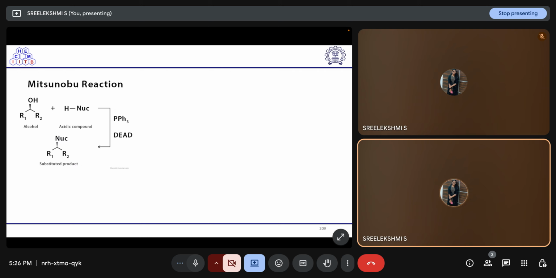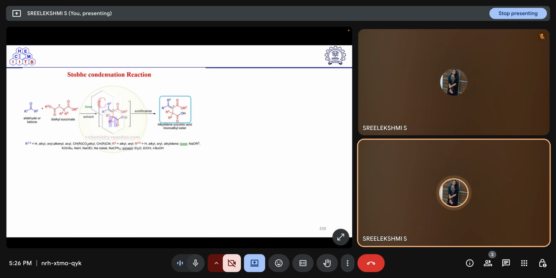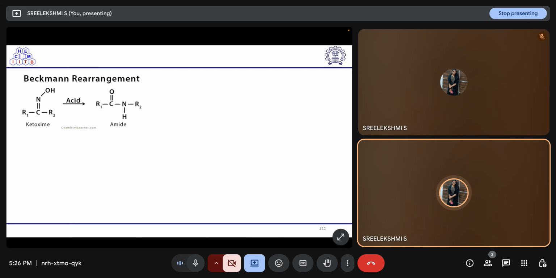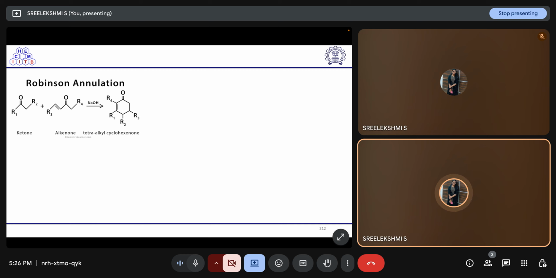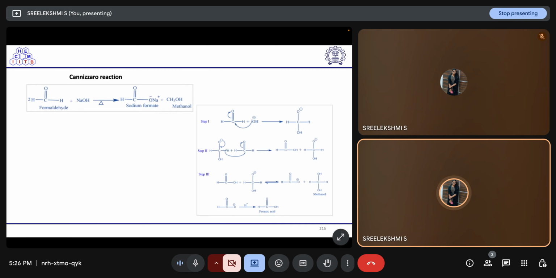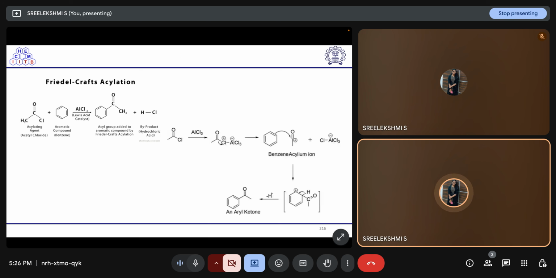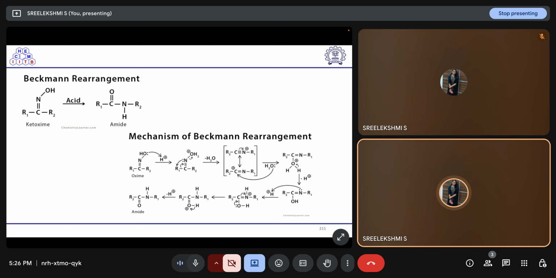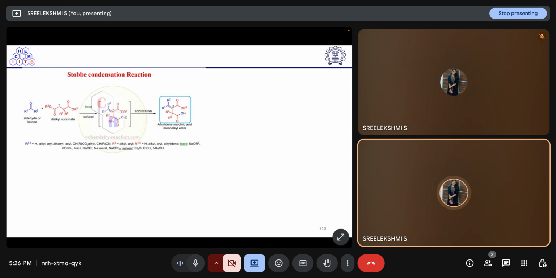Okay, so today we will start with the discussion on the Mitsunobu reaction first, and then we will see the mechanism of this Stobbe condensation reaction and this Beckmann rearrangement, then Robinson annulation, Saegusa's reaction, and alkyne zipper reaction. So there are quite a number of reactions. We will be familiar with the mechanisms by today.